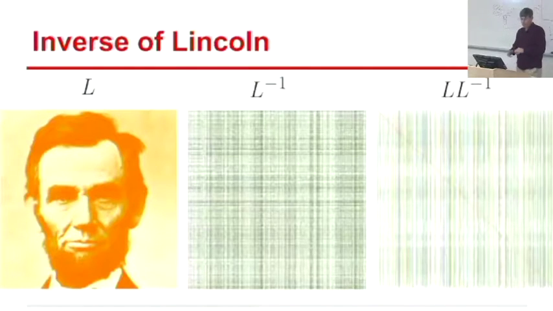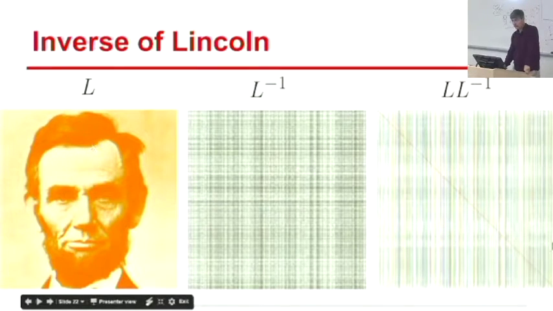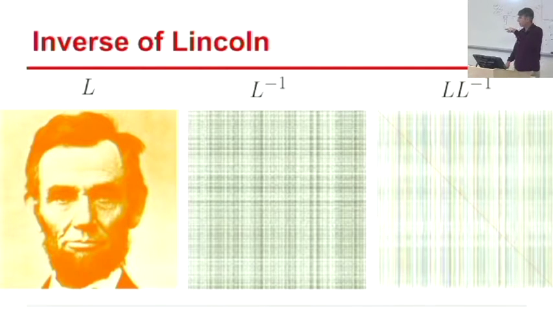Now, this is Lincoln, and this is his inverse. Does anybody see anything of Lincoln in his inverse? I don't see any Lincoln there anymore, right? But it's clearly there, because when you multiply Lincoln times his inverse, you get basically the identity matrix. And you may be asking, what's that gray stuff back here? This is called numerical error. When you're doing numerical operations, there are precision issues in numerical computations.